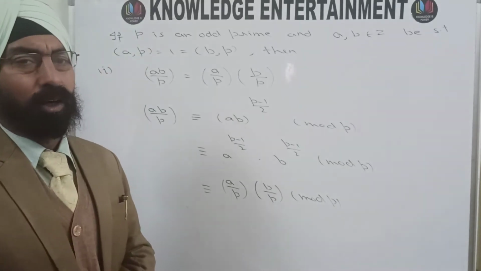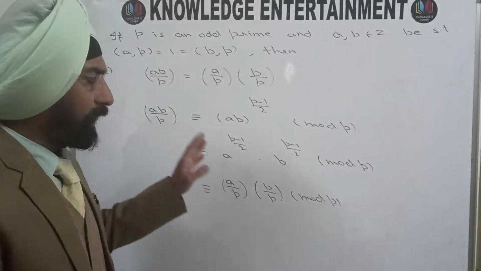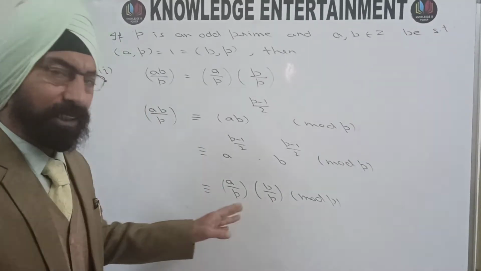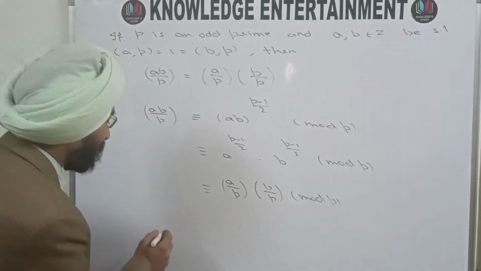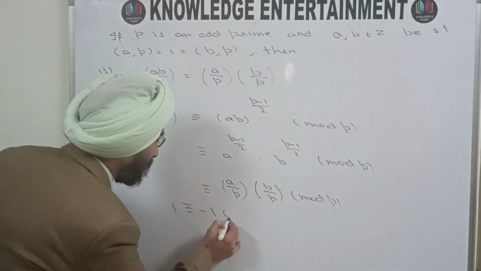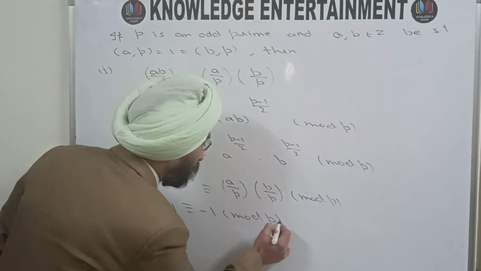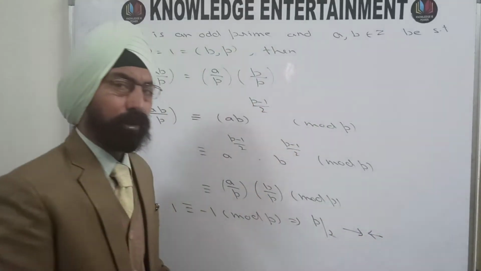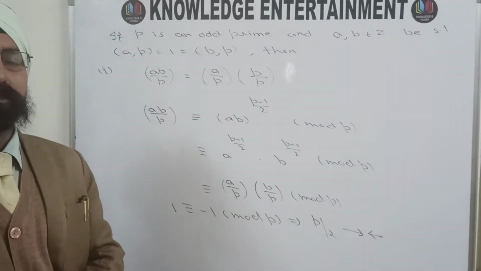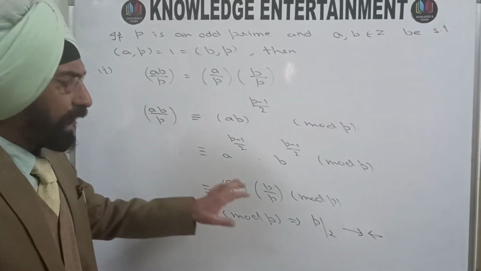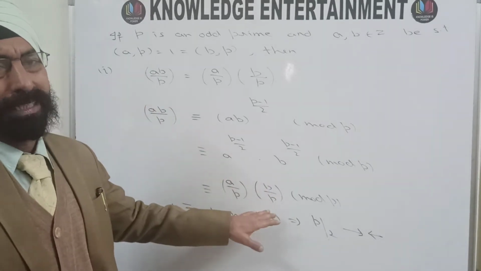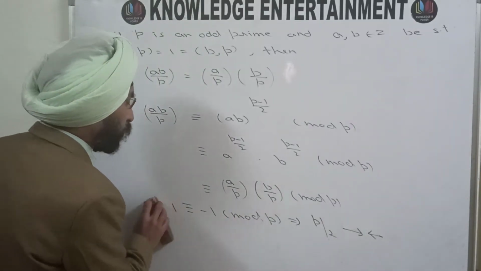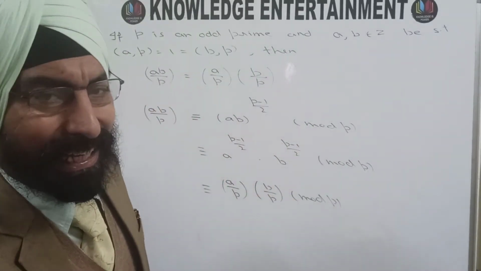Now it comes to our mind, can it be that one side is 1 and the other is minus 1? No, it is not possible. Because if one of the sides is 1 and the other is minus 1, then 1 is congruent to minus 1 modulo P, which gives that P divides 2, and it is a contradiction because P is an odd prime. So either both are 1 or both are minus 1. In either case, they are equal.